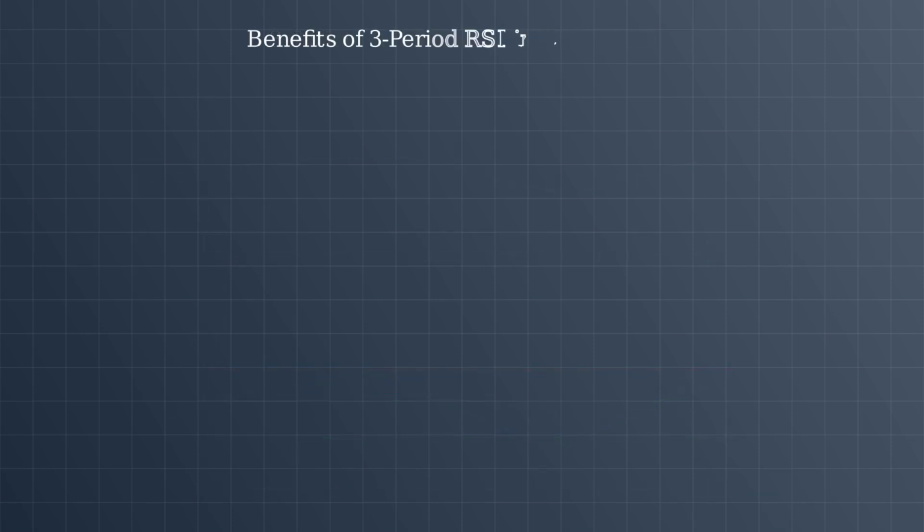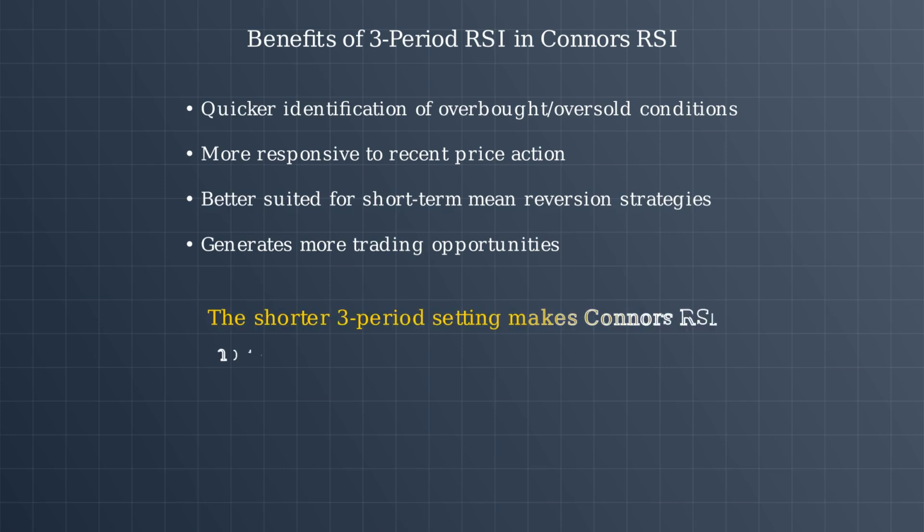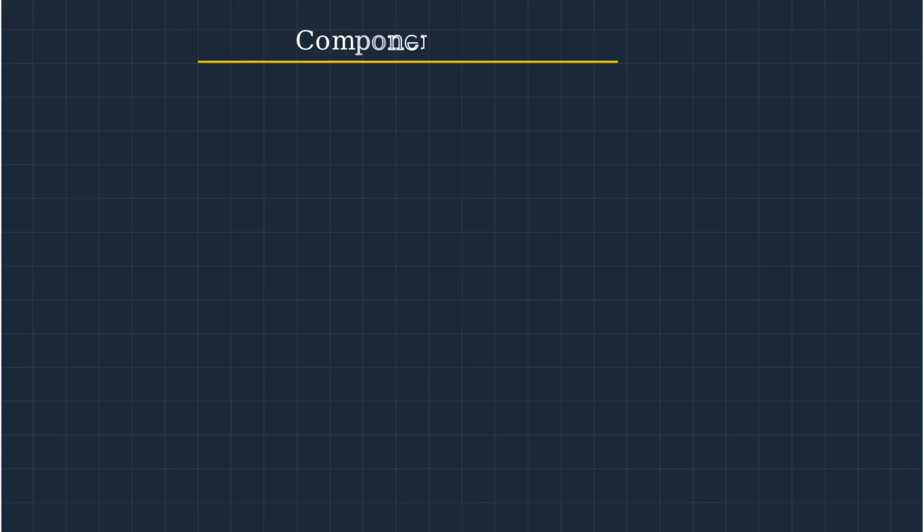This increased responsiveness offers several key benefits when used in the Connors RSI indicator. First, it quickly identifies overbought and oversold conditions. It's highly responsive to recent price action and particularly well-suited for short-term mean reversion strategies. The key takeaway is that this shorter 3-period setting makes Connors RSI significantly more effective for short-term trading compared to the traditional RSI. The second component of Connors RSI is called streak RSI.